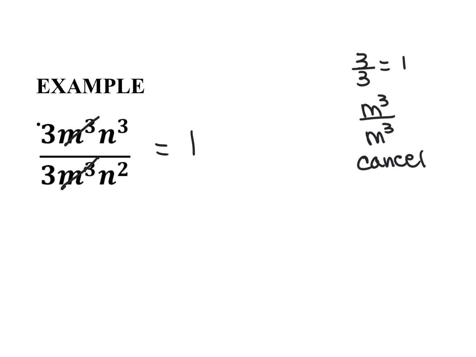Then on the n's, we have n to the 3rd on top, n to the 2nd on the bottom. Largest degree of n is on top, so n goes on top, and we subtract. And when I subtract, I get 1 n to the 1st power. Now, this is not normally how you're going to see this on an SOL test. That 1 in front is not going to be there. That 1st power is not going to be there. This would show up to just be n.